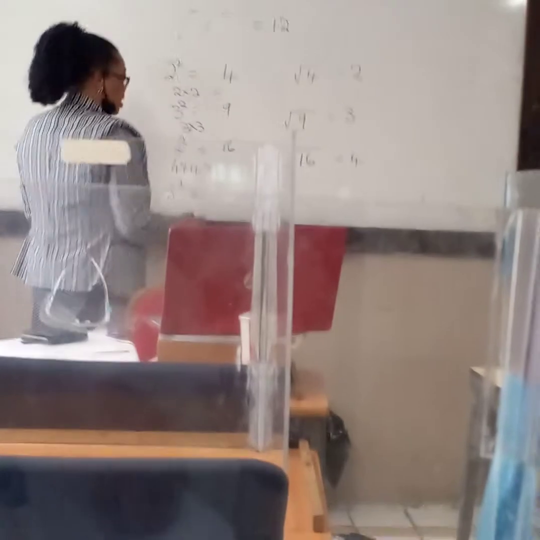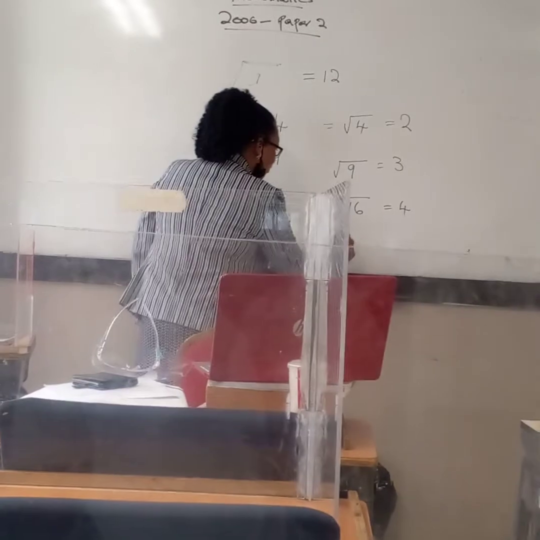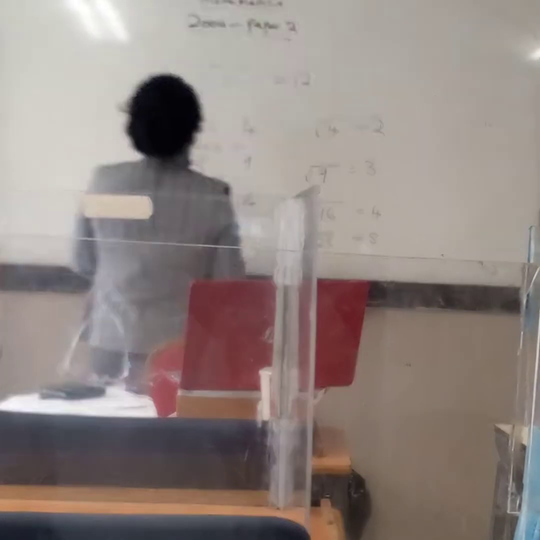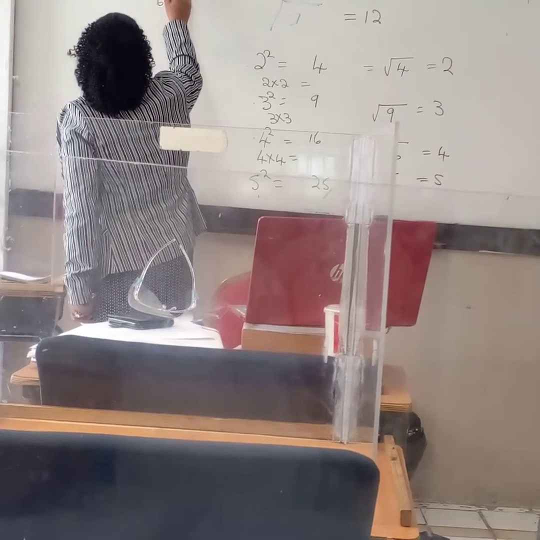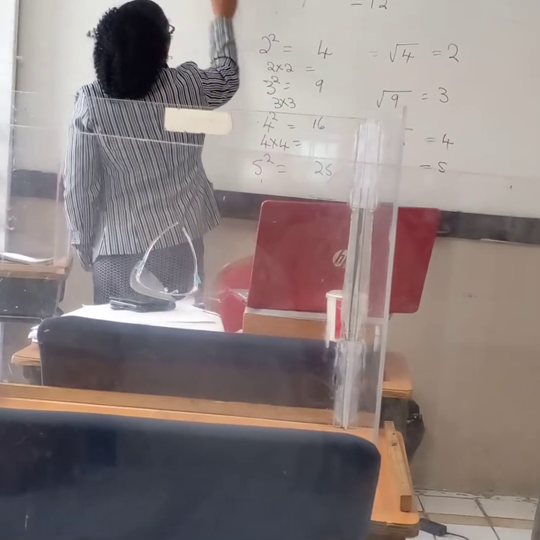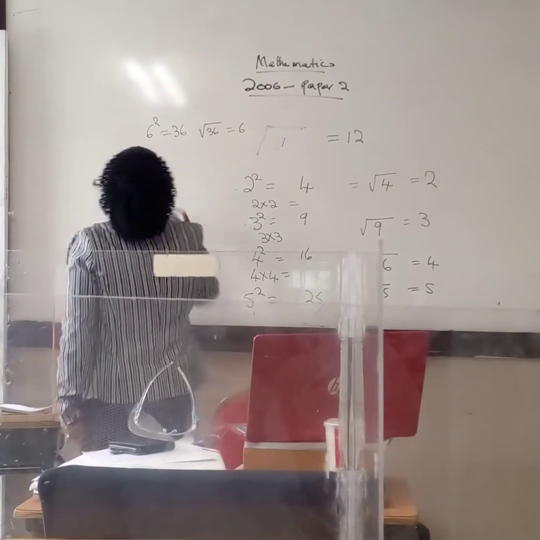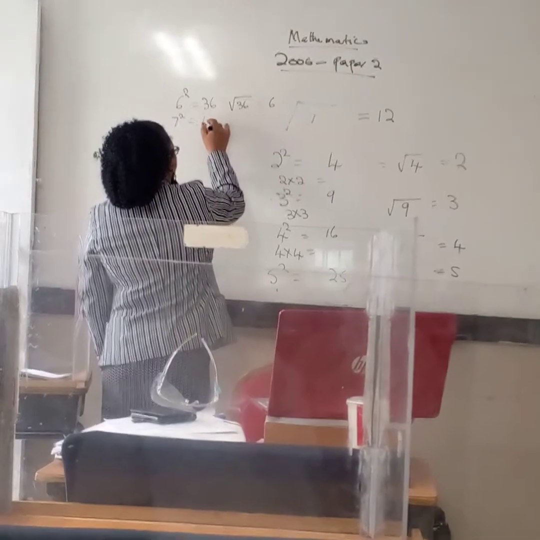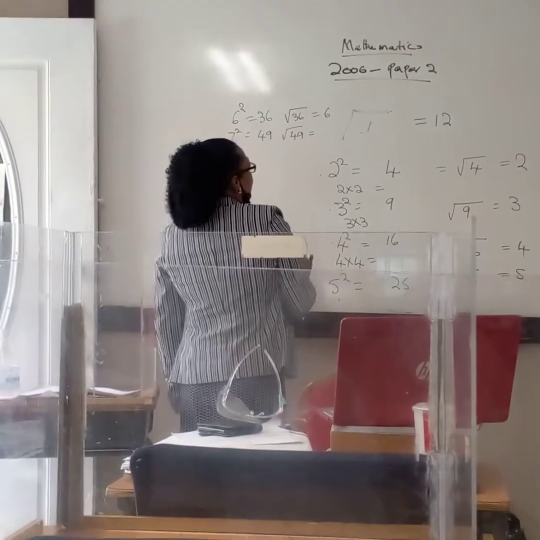5 squared is going to be equal to 25. And what's the square root of 25? 5. Okay. Now let's continue. We are on to 6. What is 6 squared? 36. 6 times 6 is 36. And what is the square root of 36? 6. Let's go. What is 7 squared? 49. 7 times 7 is 49. So the square root of 49 is going to be 7.